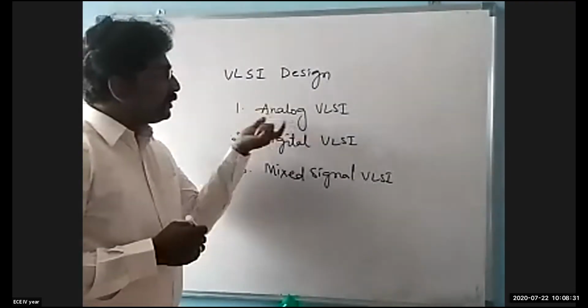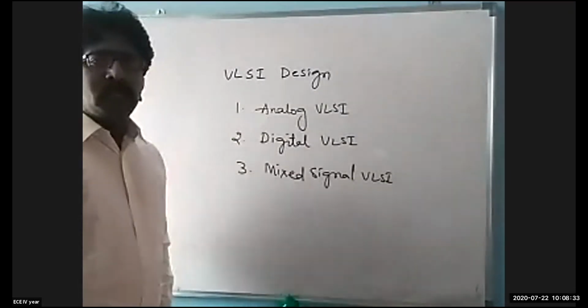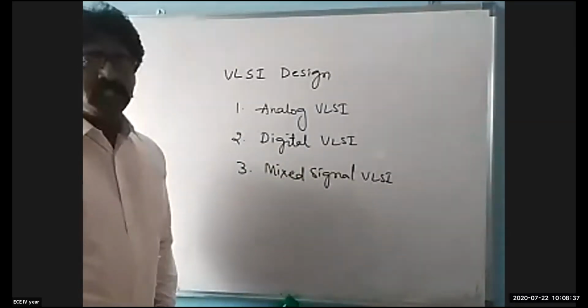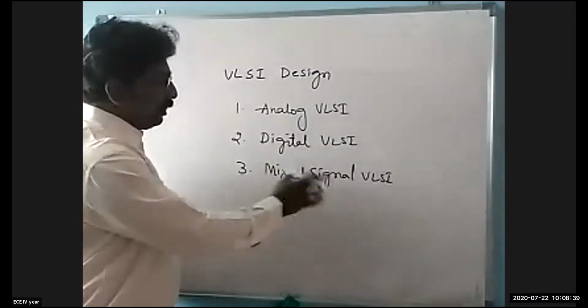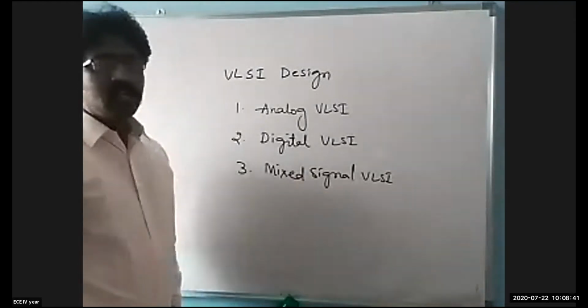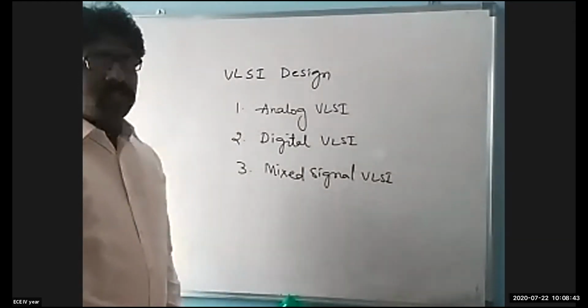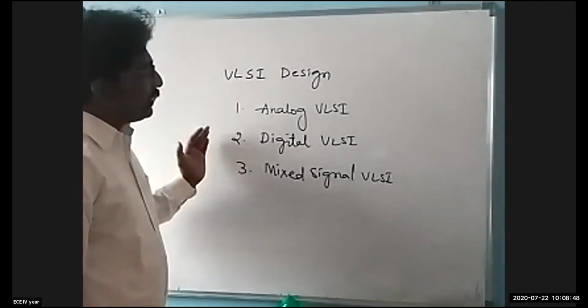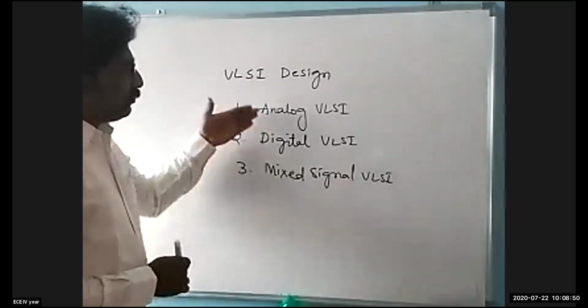In analog VLSI design, mostly we'll be using analog kinds of signals. In digital, we'll be using zeros and ones, that's the digital signals. In mixed, it will be a combination of both analog and digital signals. So these are the three different types of VLSI designs depending upon different types of signals.